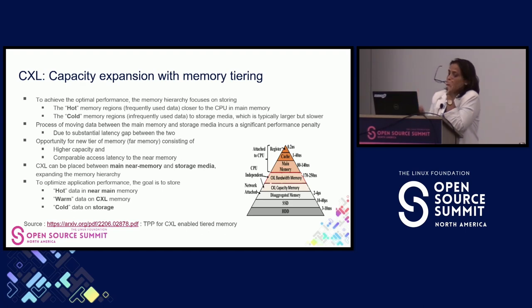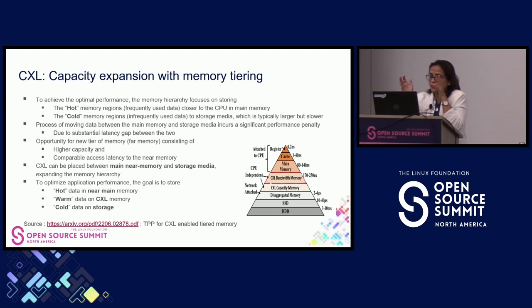So here we can see the latency access for CXL that sits between the main memory and the secondary storage, such as SSD. To achieve optimal performance, the higher memory hierarchy focuses on storing the hot memory regions, that is the frequently used data, much closer to the CPU, in the main memory, and the infrequently used data, the cold memory regions, onto the secondary storage, which is typically larger but slower.